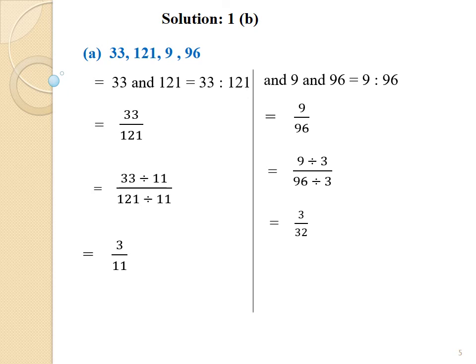Students, since 3 upon 11 is not equal to 3 upon 32, we can say that 33, 121, 9 and 96 are not in proportion. Thus, 33 is to 121 is not equal to 9 is to 96.